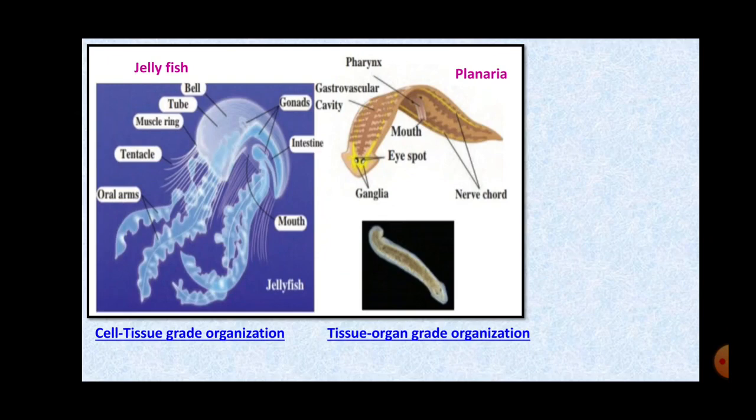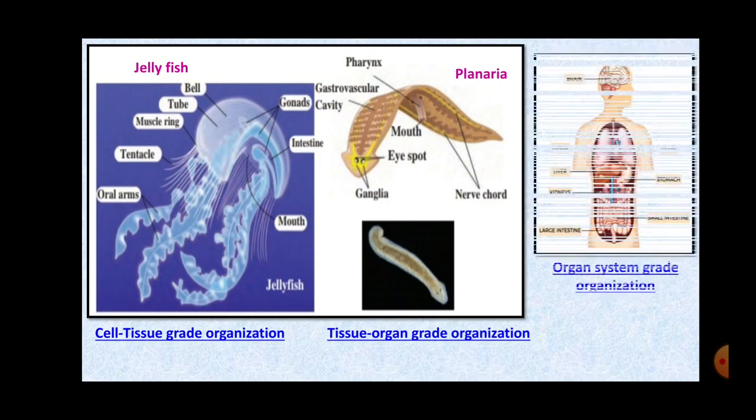Clear? Then you have tissue organ grade organization. Here the name itself suggests a group of tissues are formed. Tissues are organized to form some organs, but a complete organ system is not formed. Okay, so those are your tissue organ grade organization. Here you can have flatworms. Now flatworms belong to your phylum Platyhelminthes. Platyhelminthes is number 4, a higher phylum than Coelenterata, right? So this is how, students, classification is being studied.